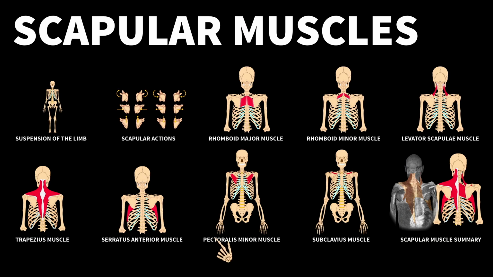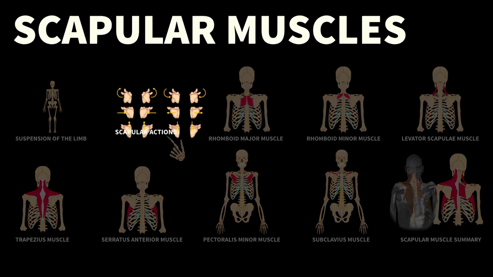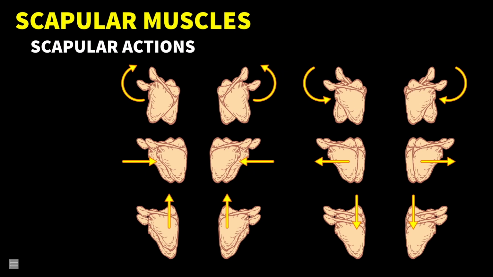Next, let's look at the scapular actions. Now that you understand the important functional role of the scapular muscles in anchoring the pectoral girdle to the axial skeleton, it is important to understand the scapular movements that result when these muscles contract.